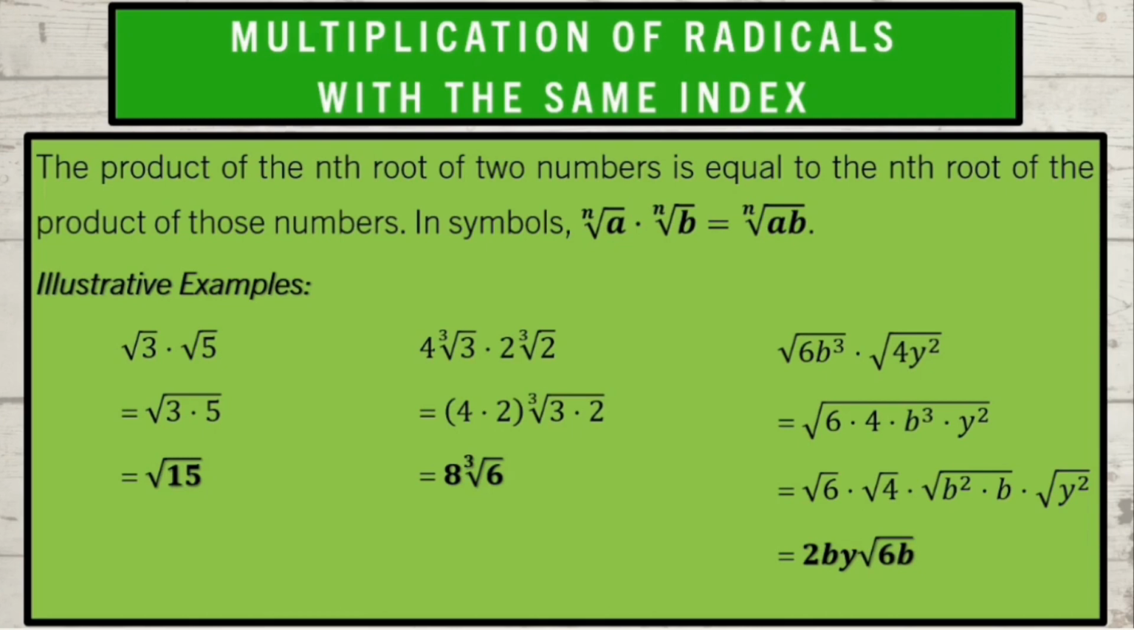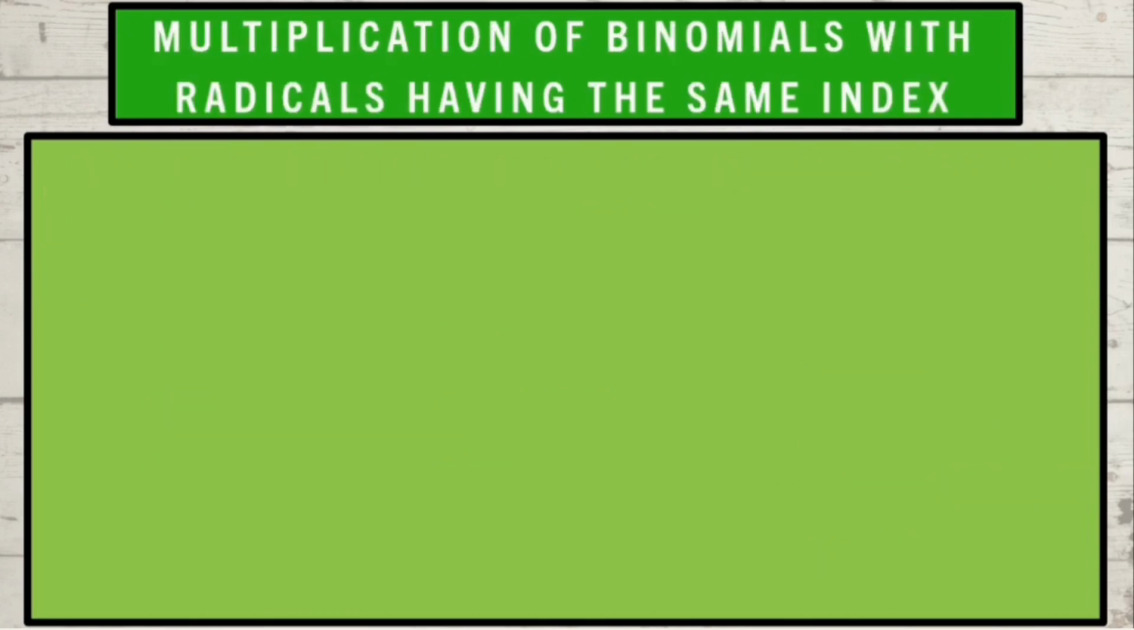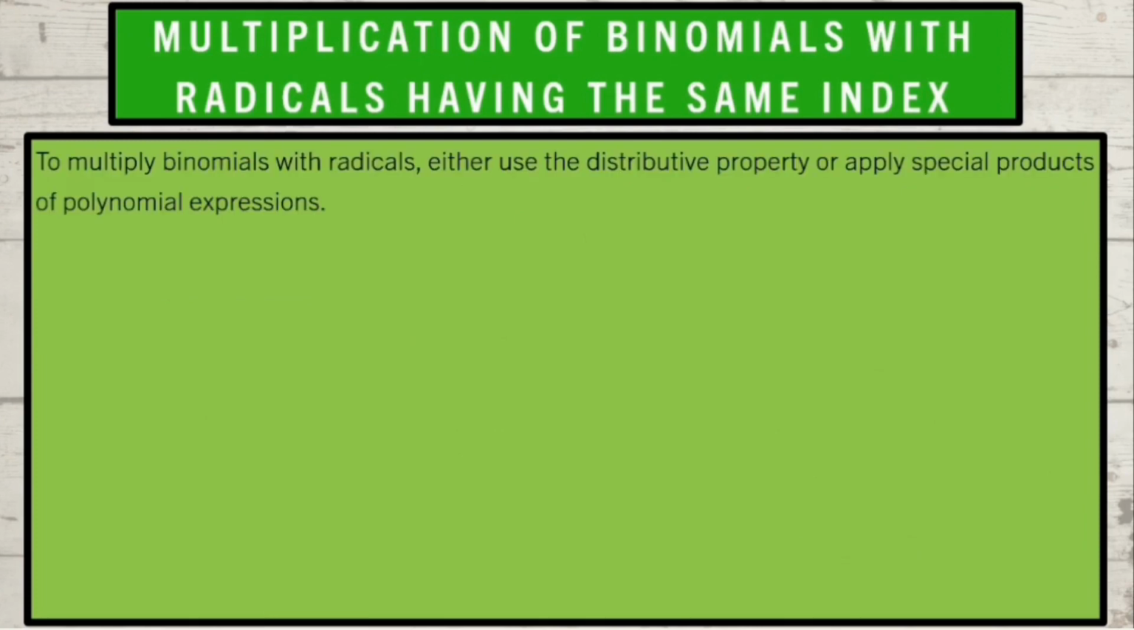Let us have multiplication of binomials with radicals having the same index. In general, multiplying radical expressions with more than one term follows the rule for multiplying polynomials where the distributive property is applied. Always express the product in its simplest form.